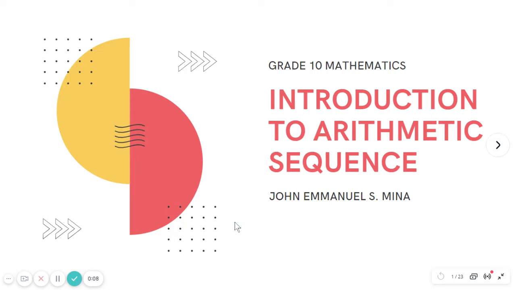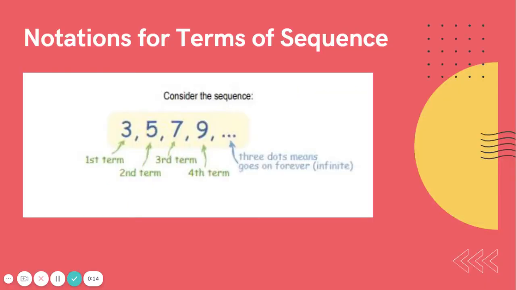So hello grade 10. So for today, I'll be discussing with you the introduction to arithmetic sequence. So please remember the notations for terms of the sequence. So we have here a sequence 3, 5, 7, 9. So the 3 is the first term, 5 is the second term, 7 is the third term, 9 is the fourth term. And then as you notice, we have 3 dots here.